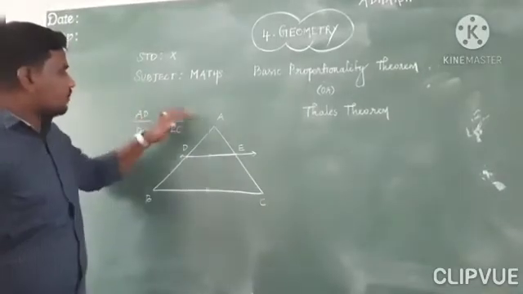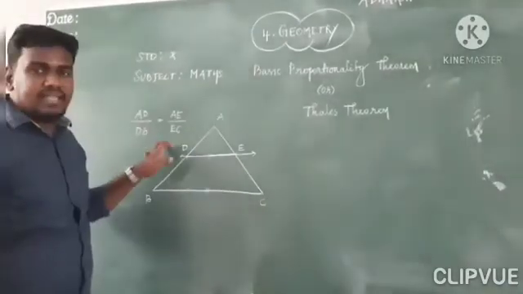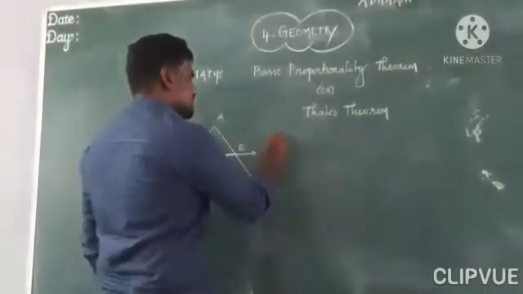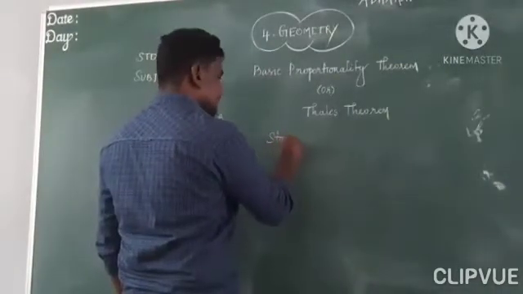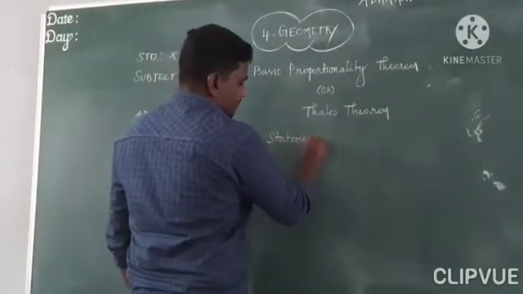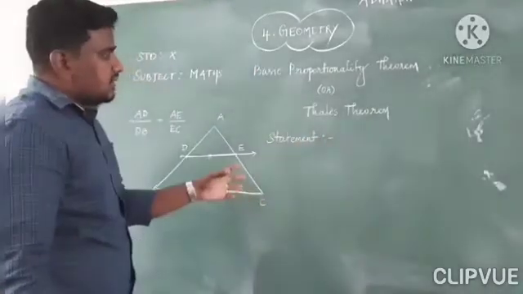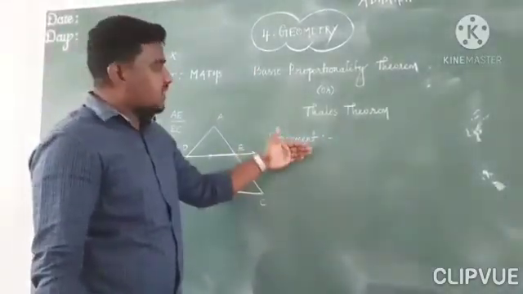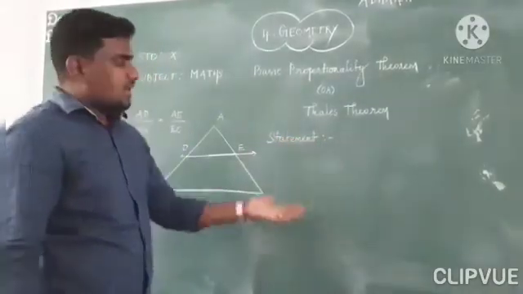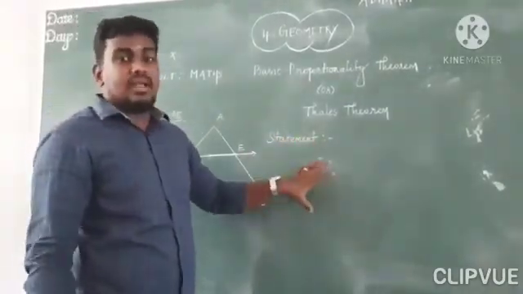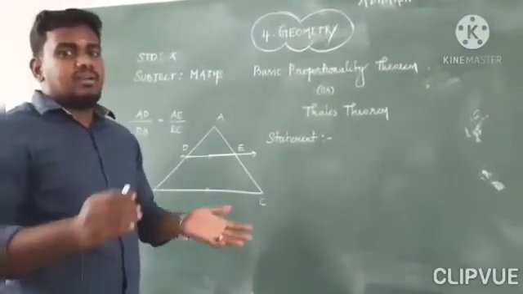Now we are going to prove this. AD by DB equal to AE by EC. So first we have to write the statement. This is a 5 mark question, so they expect points one by one. If you write the statement, you may get 1 mark. After that, construction and proof. Okay, divided into 4 sections.